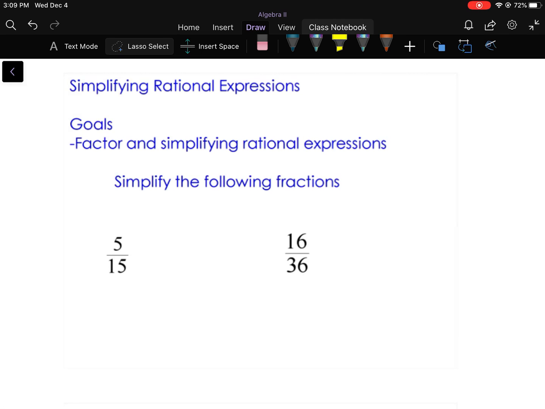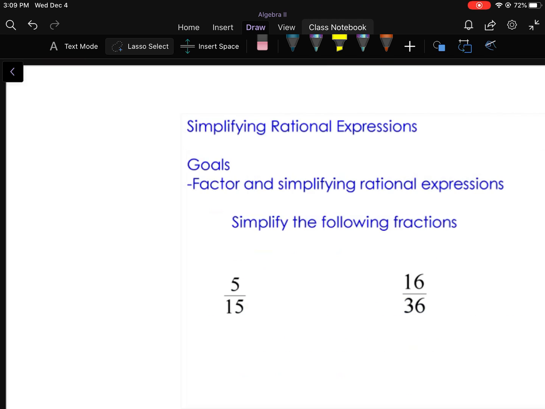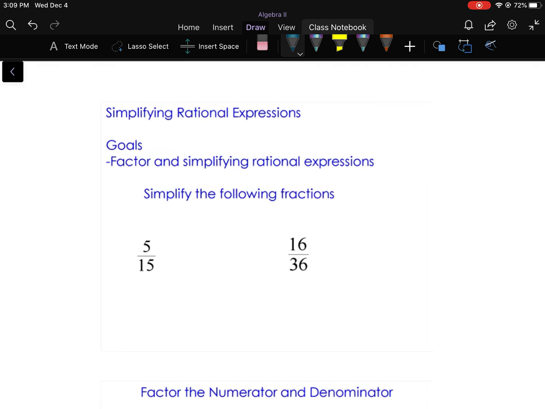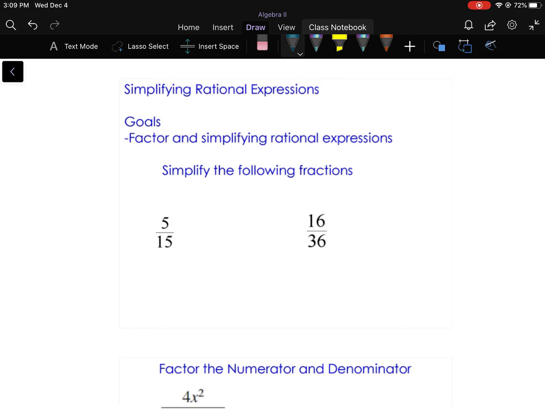Simplifying rational expressions. Remember, rational expressions just means fractions. So when simplifying these, you're going to do a lot of the same processes as with fractions. Now, if you were in class, I would ask you to simplify the following fractions.